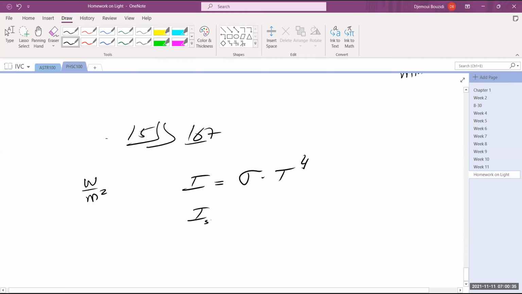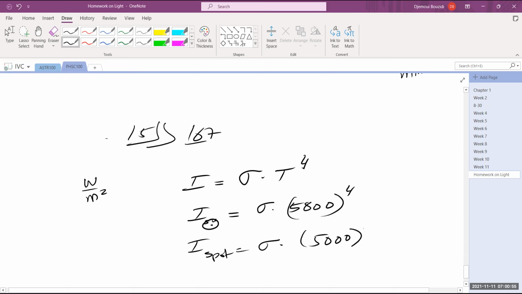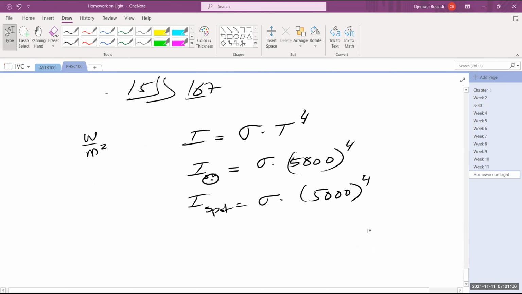For the regular sun, okay, let's use the symbol. It's going to be sigma times 5,800 Kelvin to the power 4, because they tell us the sun emits around that temperature. And for a sunspot, it's going to be the same formula, but instead of 5,800, we have 5,000 Kelvin, a lot cooler. So in this case, the ratio of the two, you can just do the math in here, sigma times.